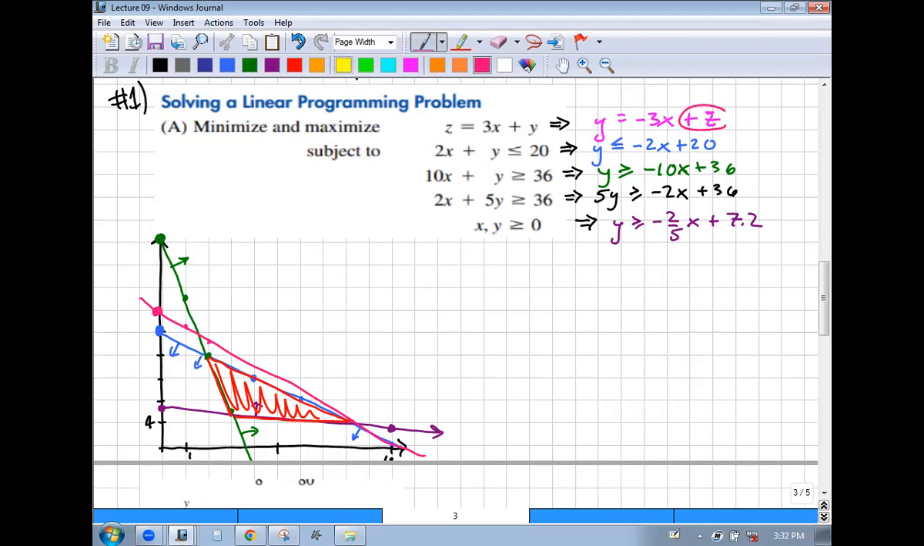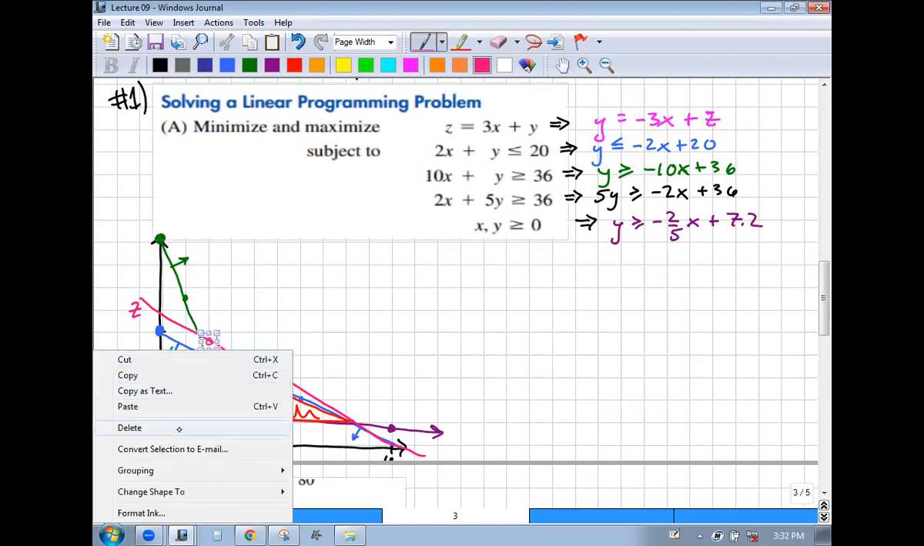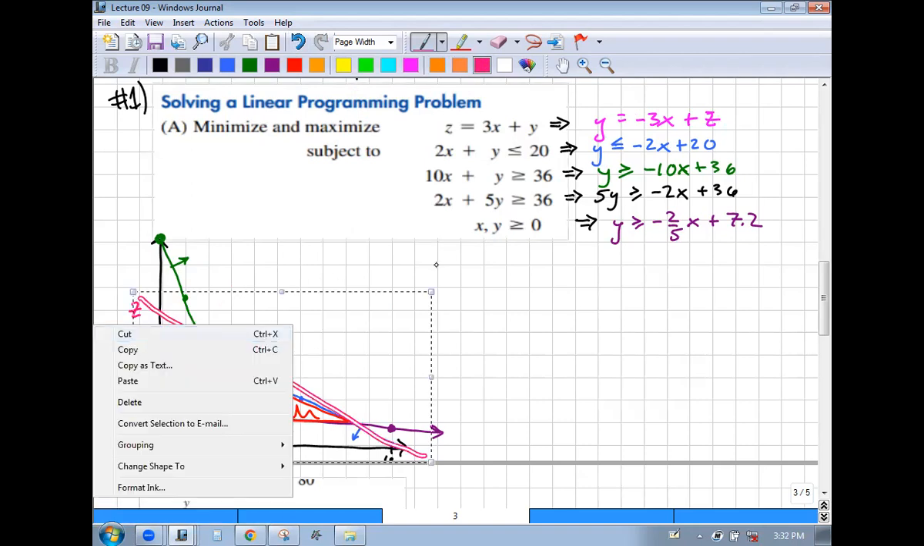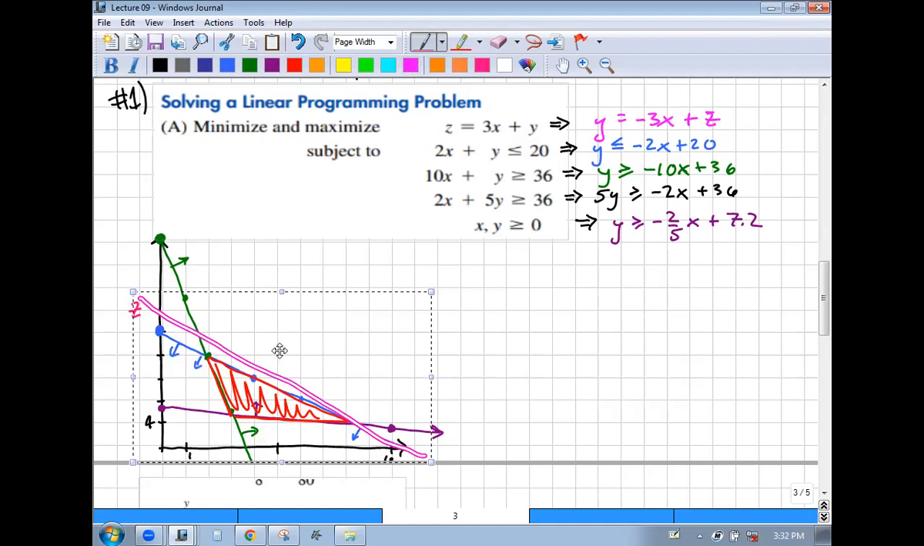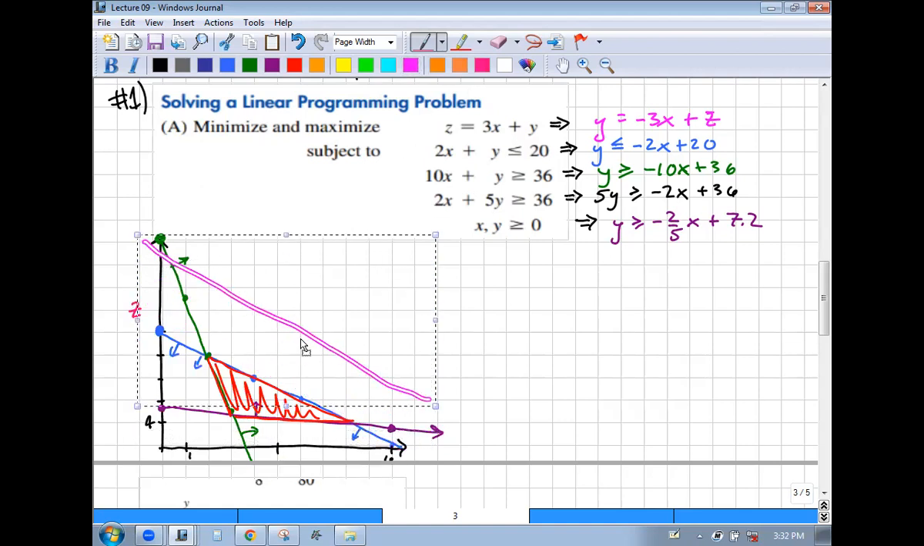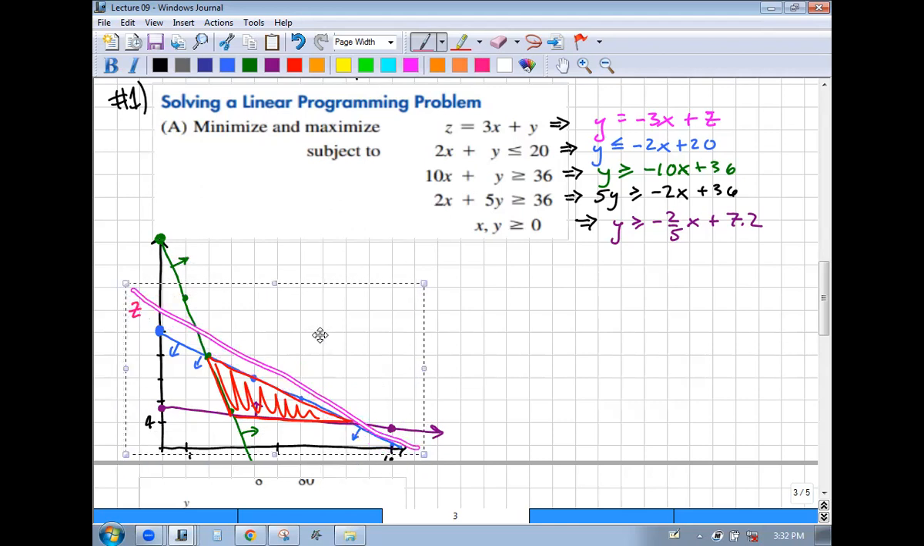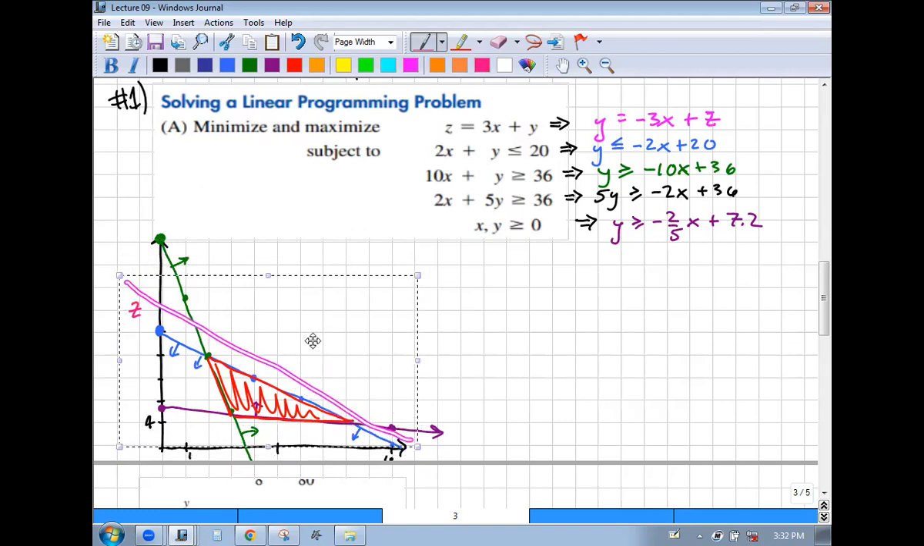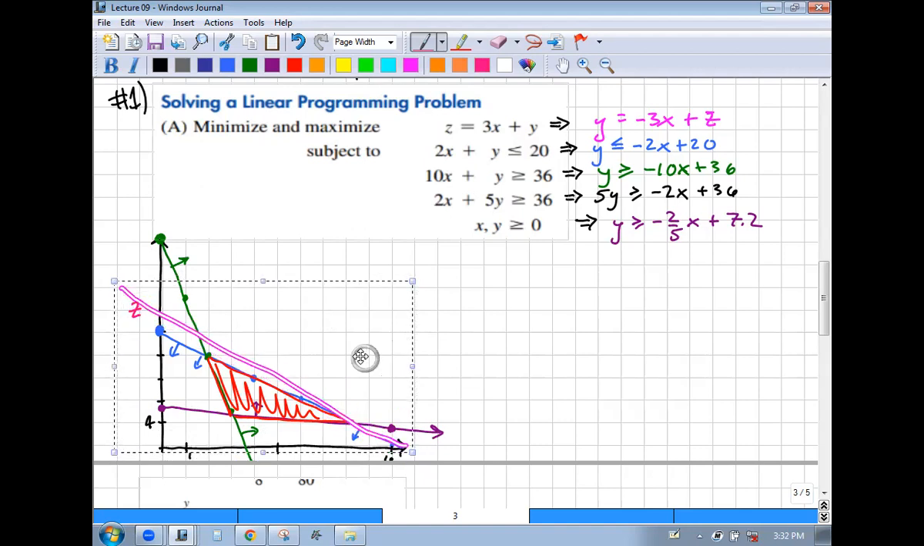But no matter what I let z be, that's just going to be the intercept here, right? So if I change z, if I make it bigger, this pink line just goes up or down, right? But we need it to hit this guy right here. And so we could see that wherever z is going to hit, it's going to be one of these corner points. So we know it's always one of the corner points.